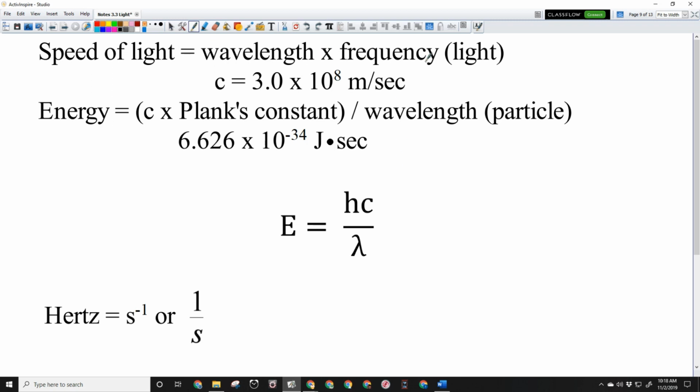So wavelength times frequency. So if we're looking at this as symbols, it's going to be wavelength times frequency. And I'm just going to use an F for frequency.